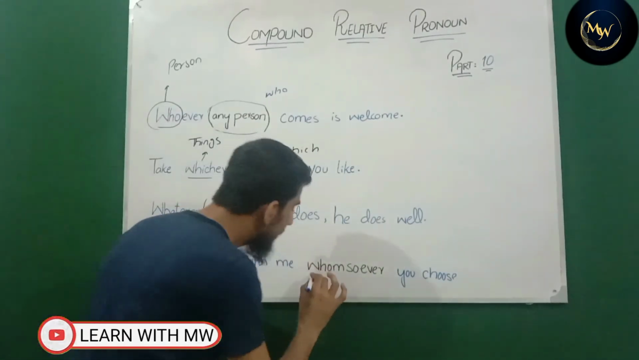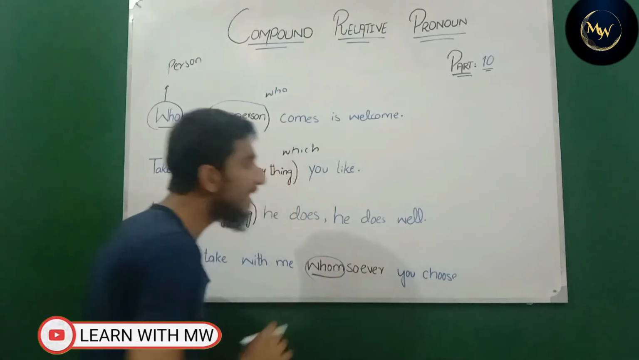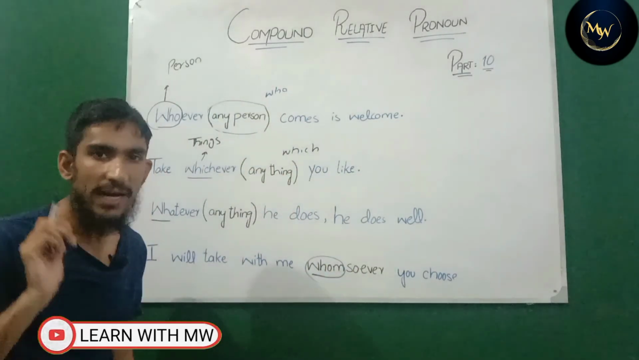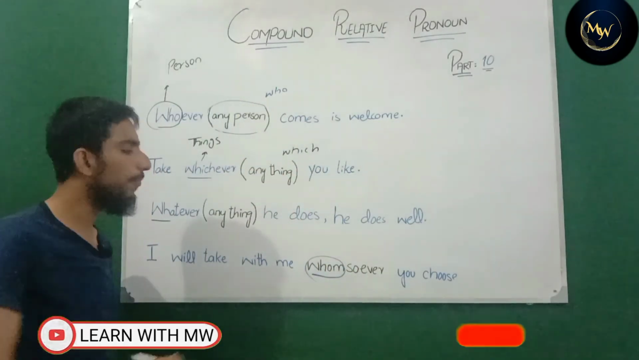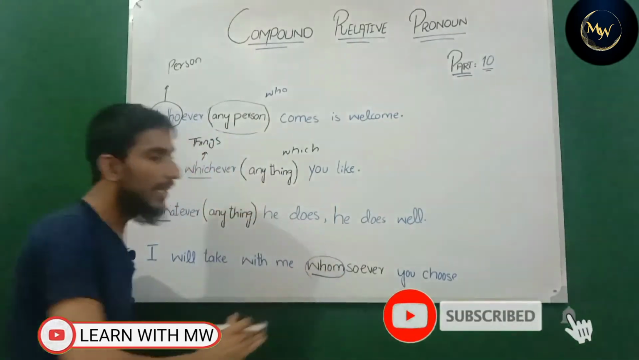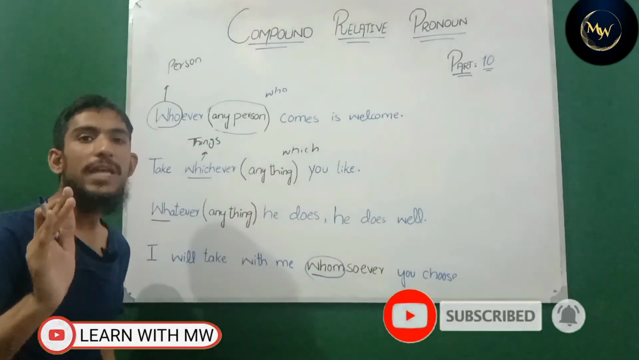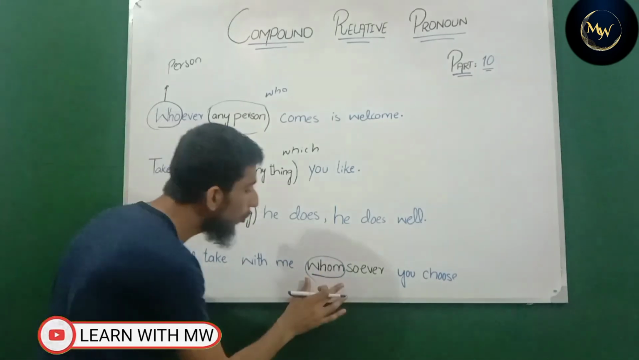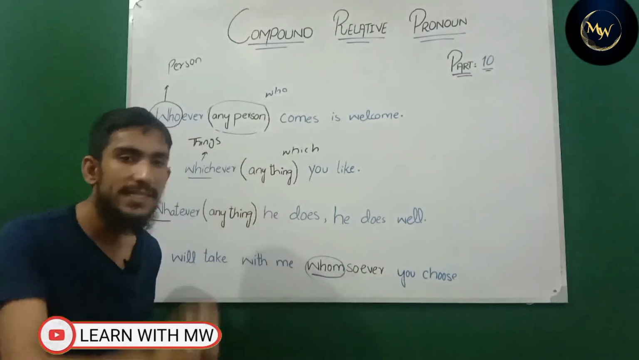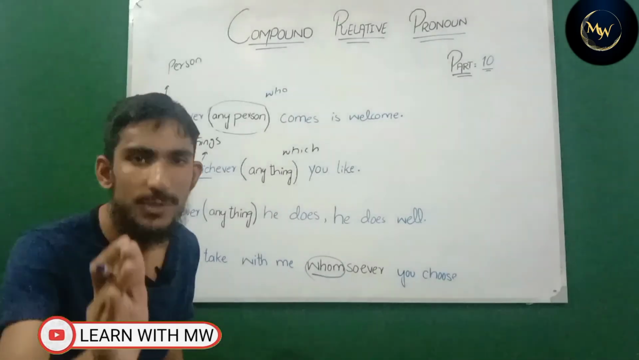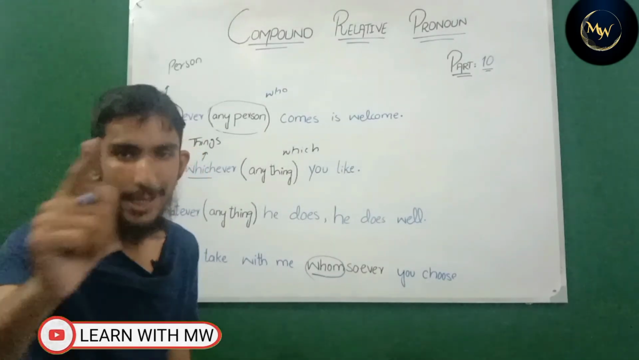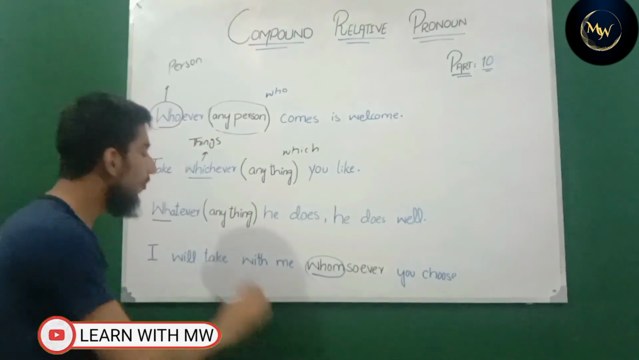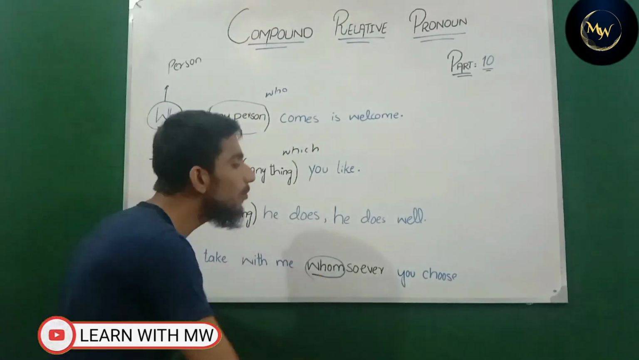Look at the last example: I will take with me whomsoever you choose. Whom is also a relative pronoun. We discussed in part 6 the forms of relative pronouns, and that the nominative case of who is who, but the accusative and objective case of who is whom. So if you missed that video, in order to understand the forms of relative pronouns, watch part 6 of pronouns.